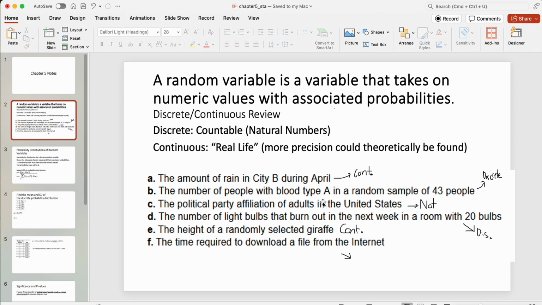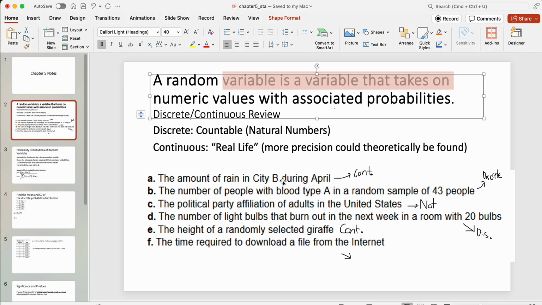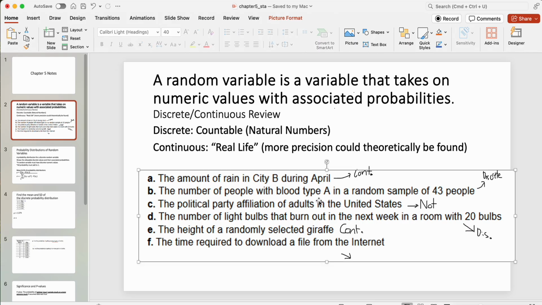Political party affiliation, well, that wouldn't be a random variable at all because it's not a numeric value, right? That would be what we call categorical, or it'd be described by a word, not a number. And if you did assign it to a number, it wouldn't have any meaning to it. You'd have to have a key to the side to define what it means to be a 1 in your political affiliation.